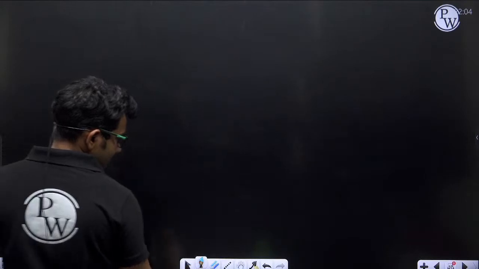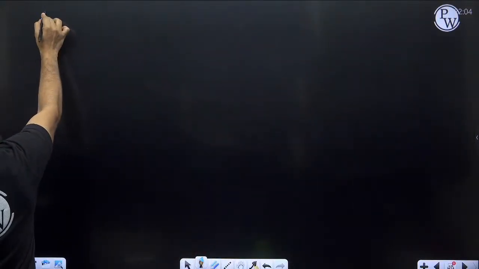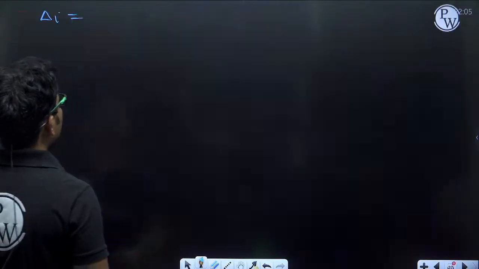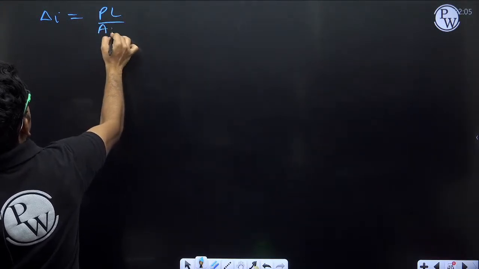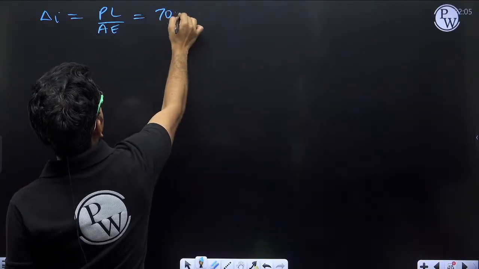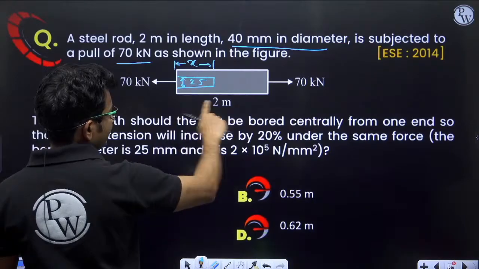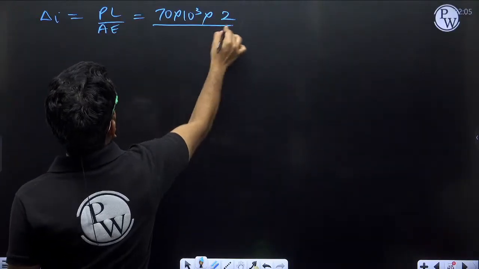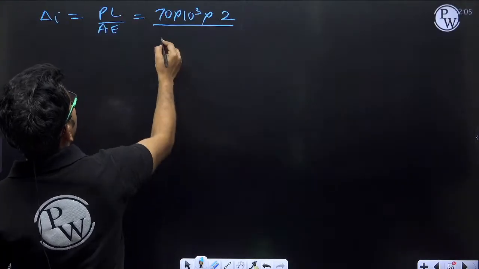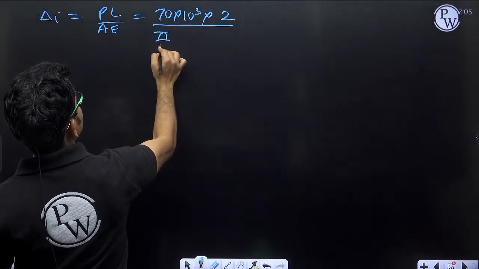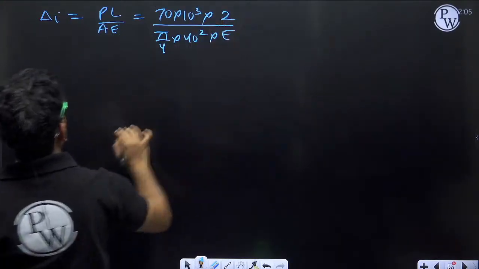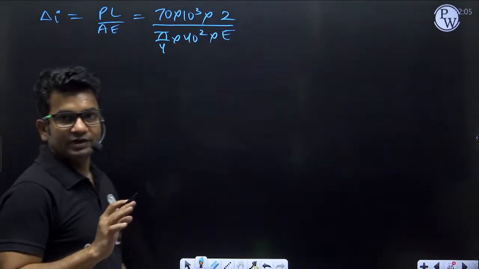So before boring, in the solid bar, initially delta I, the change in length of the bar, will be equal to PL upon AE. Force is 70 kilonewton, so 70 into 10 to the power 3 is the force. Length, we will take total length 2 meter, divided by A. Area will be pi by 4 into 40 square, into Young's modulus. Let us keep Young's modulus as E only. So this is the initial, before boring, when it was not bored.